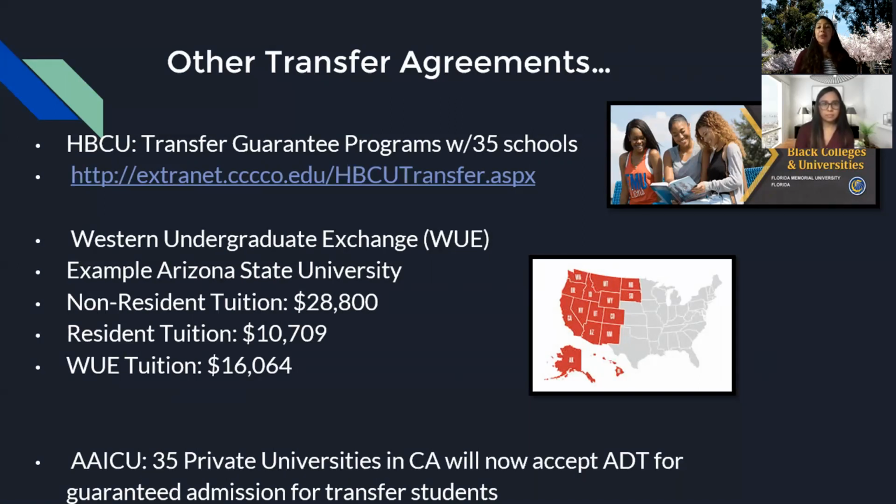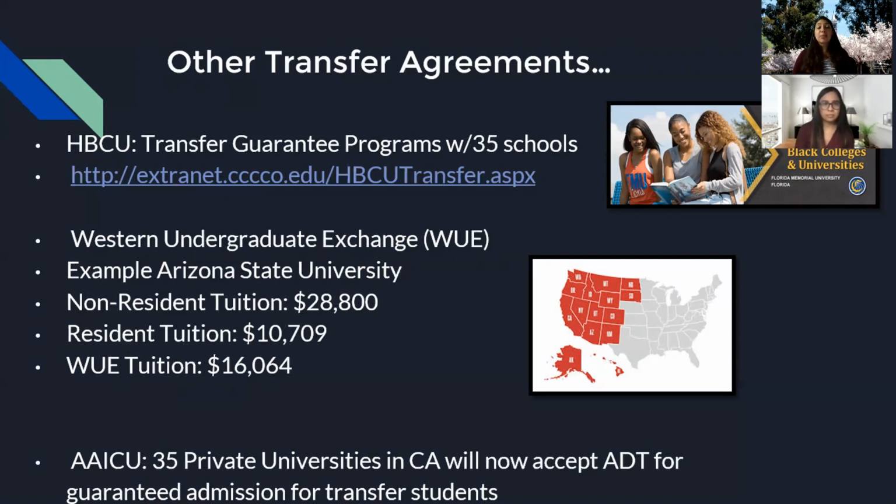But if you find a school, for example, if you decide that you want to go to Arizona State University, ASU is a part of the Western Undergraduate Exchange. So this is where the perks of tuition come in. If the school that you're applying to is a part of WUE, non-resident tuition at Arizona State University is about $28,800.